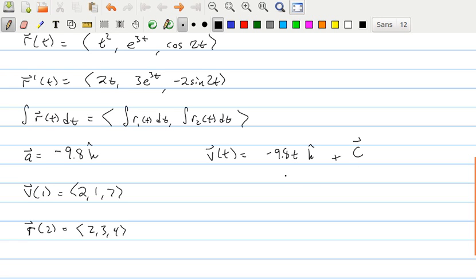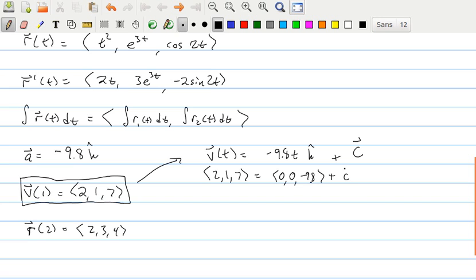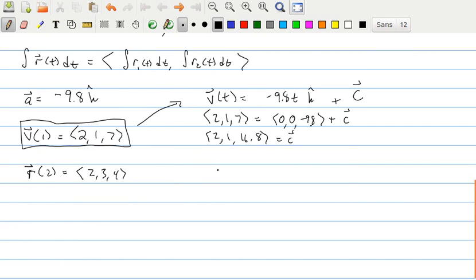So now to figure out what that c is, we're going to take this condition here on v, and we're going to plug that into the equation we have so far. That means plug 1 in for all the t's and solve for c. So on the left-hand side of the equation, v of 1 is 2, 1, 7. On the right-hand side, we've got 0, 0, negative 9.8, plus c. Now if we solve this for c, we'll move the 9.8 over, and we've got 2, 1, 16.8 equals c. So we figured out what the c is after our first leg of integration.